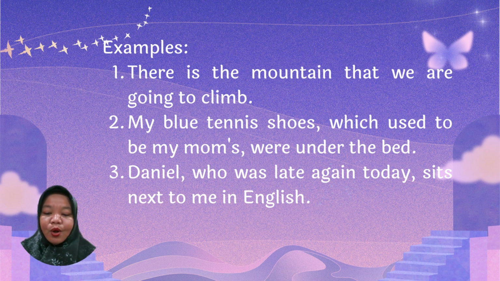Next, Daniel, who was late again today, sits next to me in English. The antecedent is Daniel, so the dependent clause means Daniel was late again today. Who is replacing Daniel in the second clause and relating it to the subject of the independent clause.